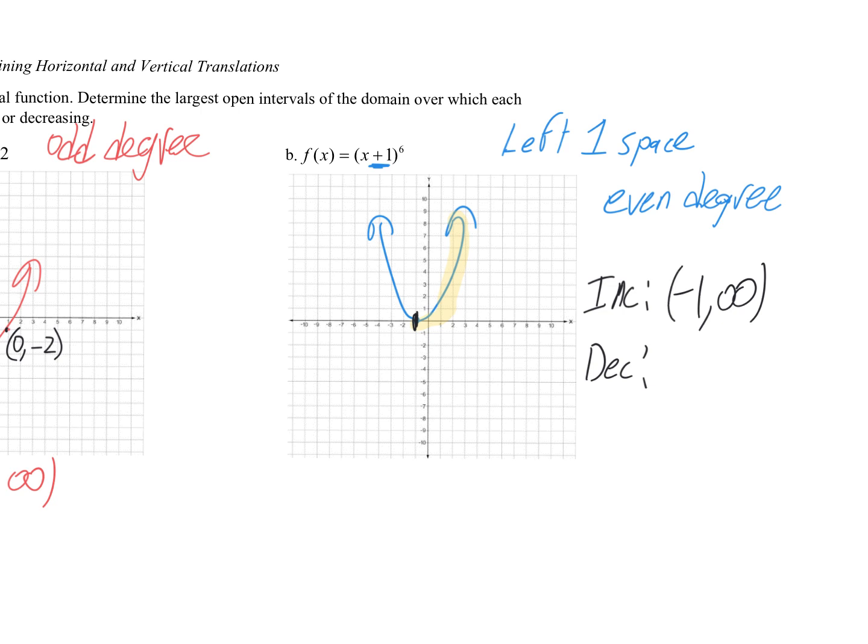And so that is our increasing interval. And then the reverse applies to our decreasing interval. Okay, so here's my section that is decreasing, and you can see that goes from -infinity to 1. And there you have it, guys. That is the interval where we're increasing, decreasing.